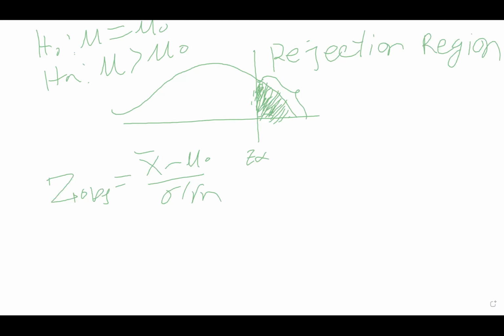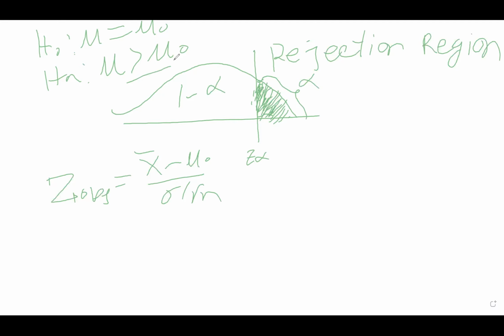Did you say this was a one-tailed test? Yeah, the area of this part is 1 minus alpha. The area of this part is alpha. No, but I mean, is this a one-tailed test? Yeah, this is a one-tail test. This is an upper tail test. If you look at the alternative, you can see mu is greater than mu naught. Yeah, this is a one-tail test.